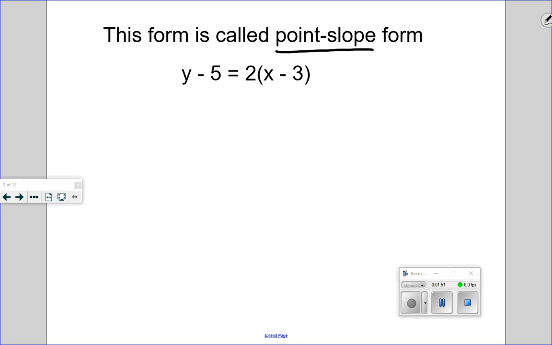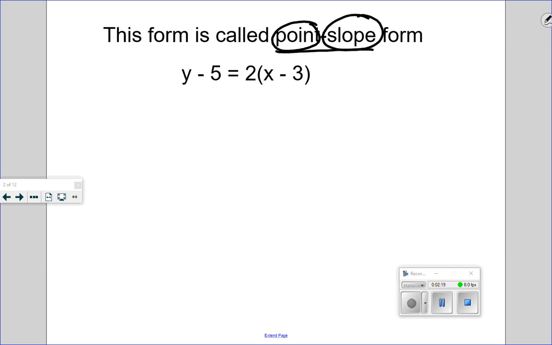It looks different, obviously. We don't have to rearrange it and put it into slope-intercept form in order to deal with this. By looking at it, I can tell the slope, that's why the word slope is in its name, and a point. Now, it could be any point. It's not necessarily a y-intercept like it was before, but I can find a point on this line just by looking at this.